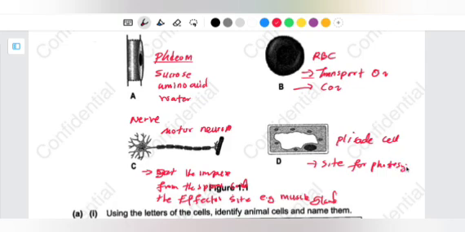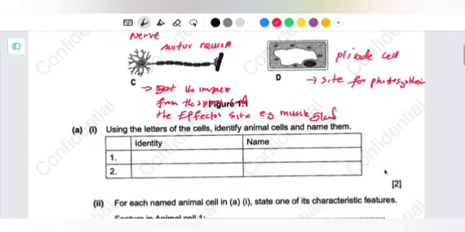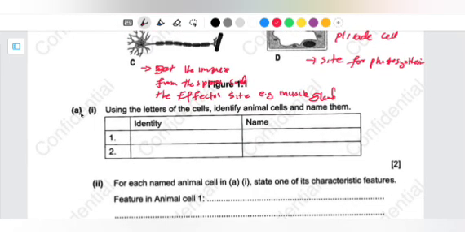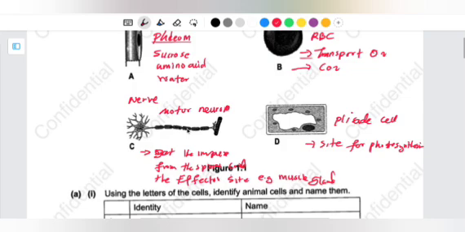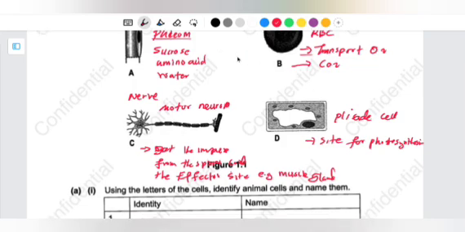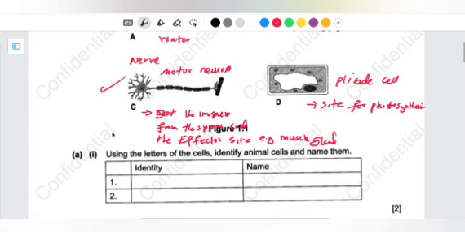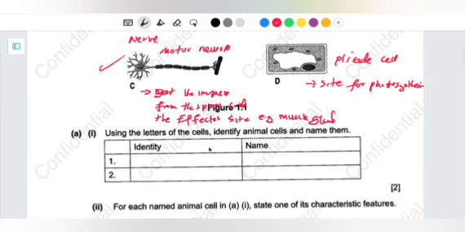Right. So after knowing that, let's try to answer the questions. The first one is saying, using the letters of the cells, identify animal cells and name them. Cell B and cell C are coming from animals. Then cell A and cell D are coming from plants. So we have to say B and C, and then name them.